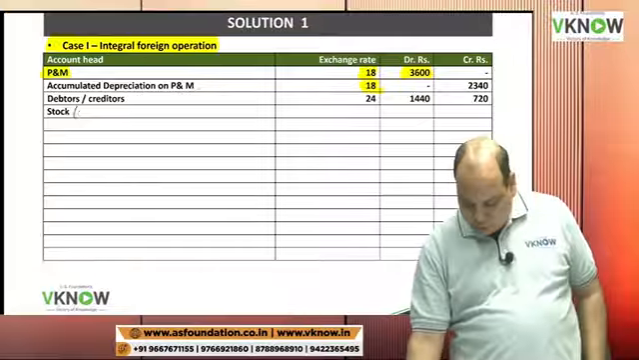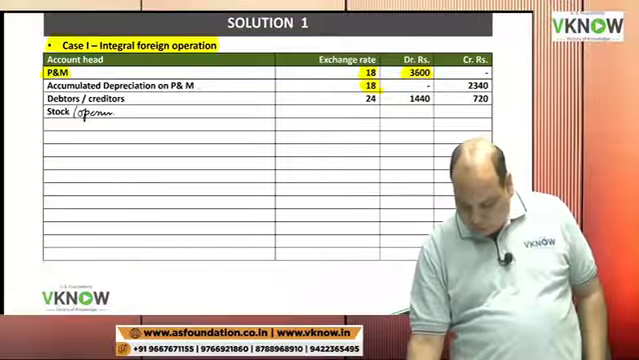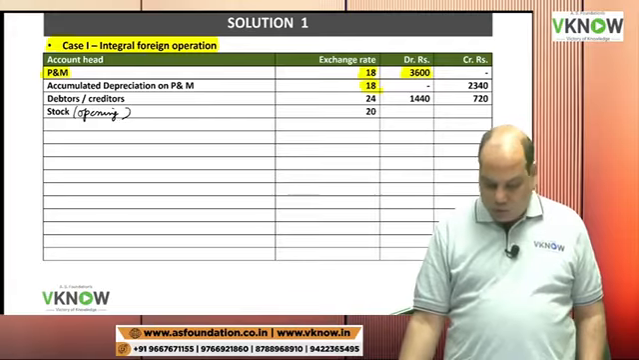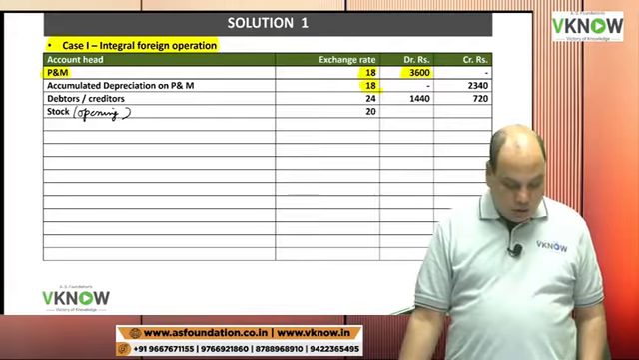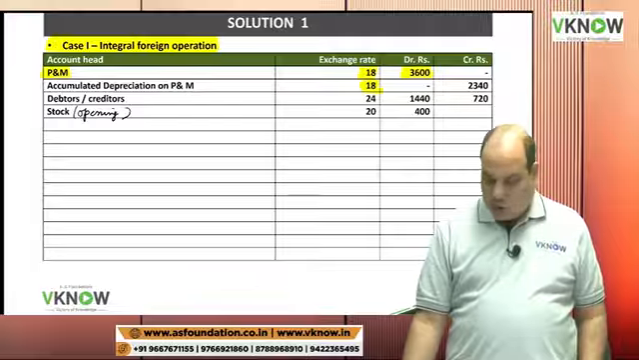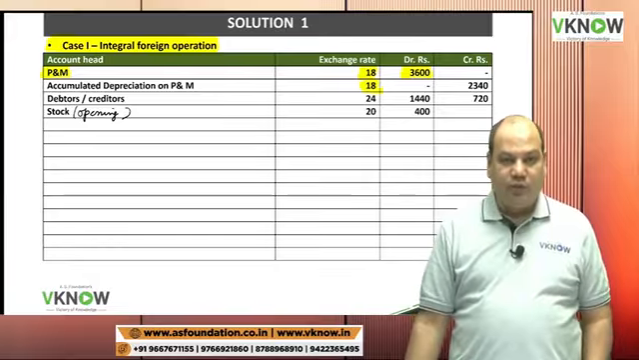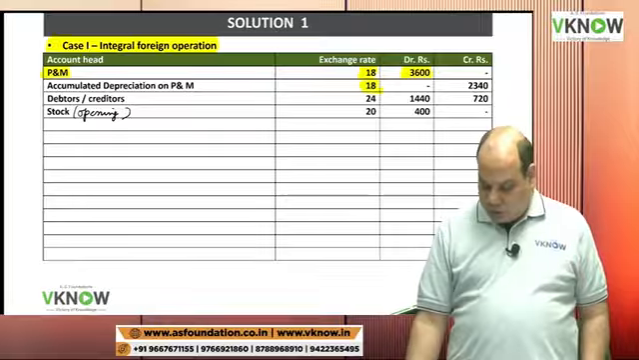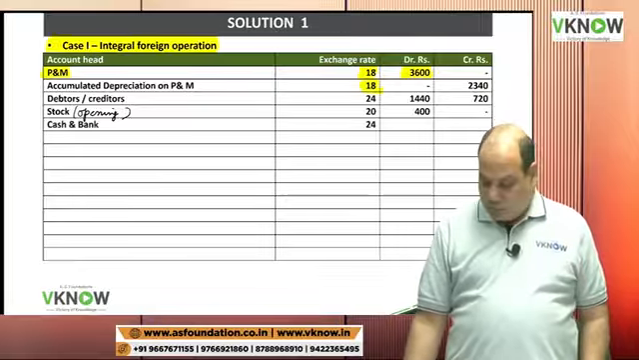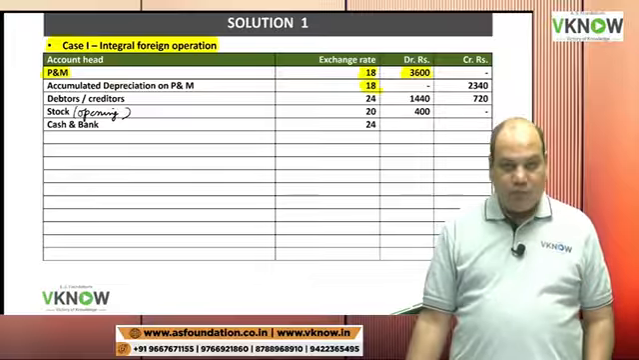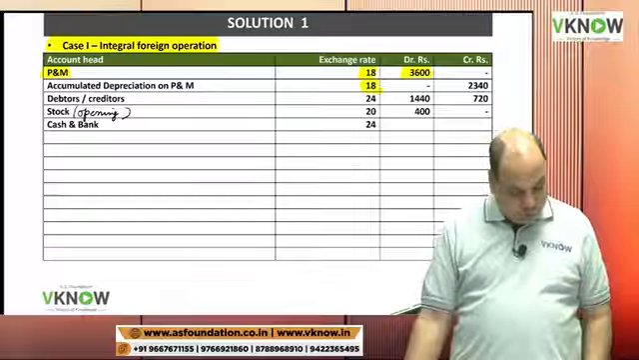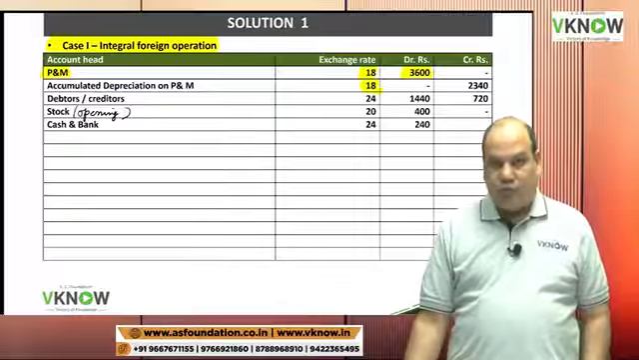Opening stock. Write in bracket: opening rate. Opening stock will be at the opening rate 20, and opening stock is 20 Australian dollar. 20 into 20, 400. Cash and bank is a monetary item, closing rate. Monetary item closing rate 24 into 10, 240.